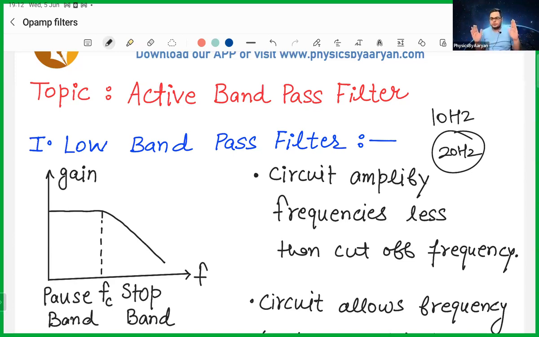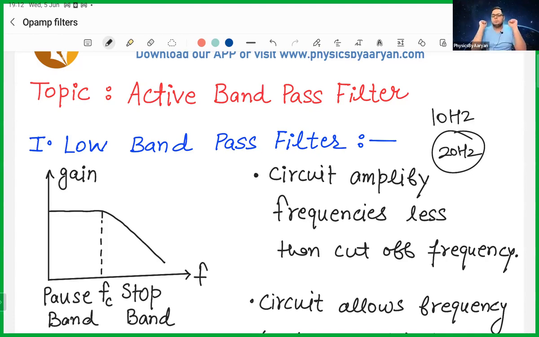The only difference between them is that the high pass filter will allow high frequencies, higher than the cutoff. So let's say your cutoff is 10. Anything more than 10 will pass. This is a high pass filter. And what is a low pass filter? Let's say your cutoff is 500. Anything lower than 500 will pass and anything more than that will not pass.